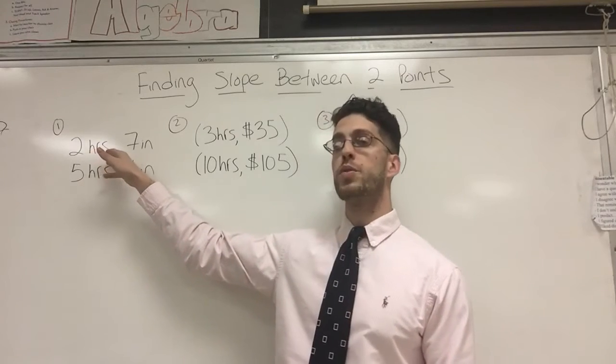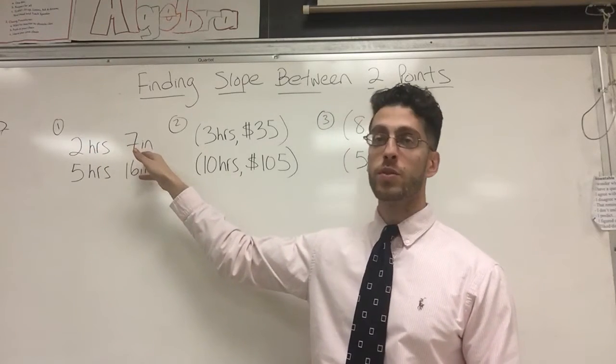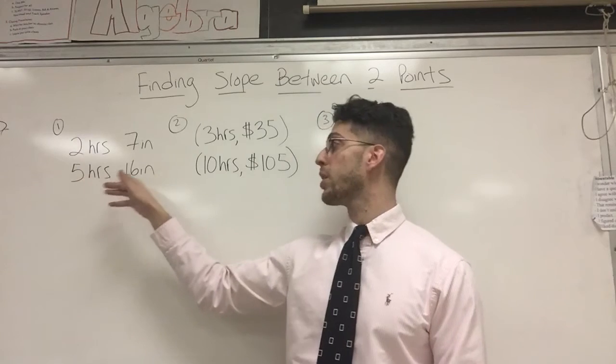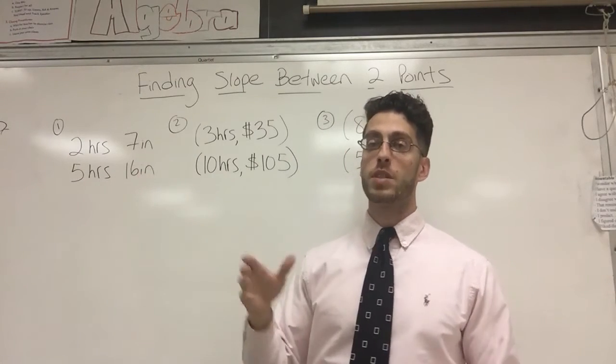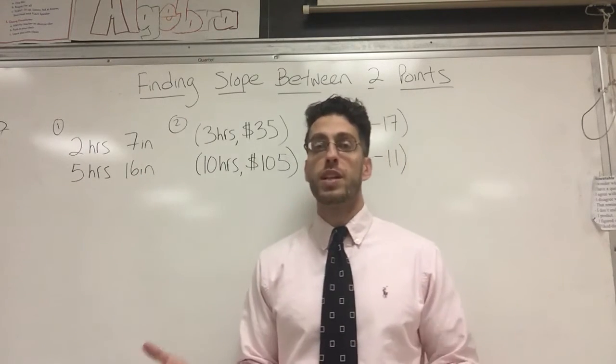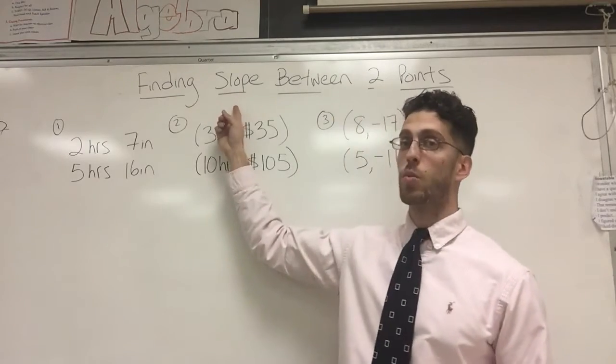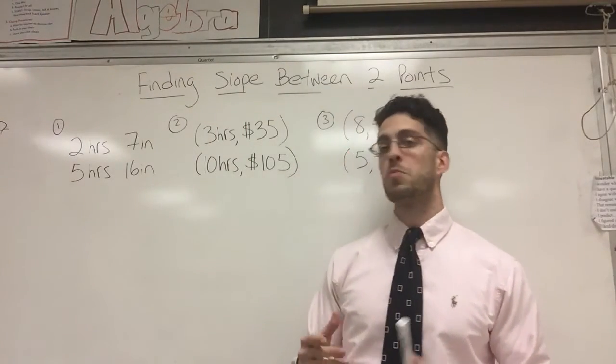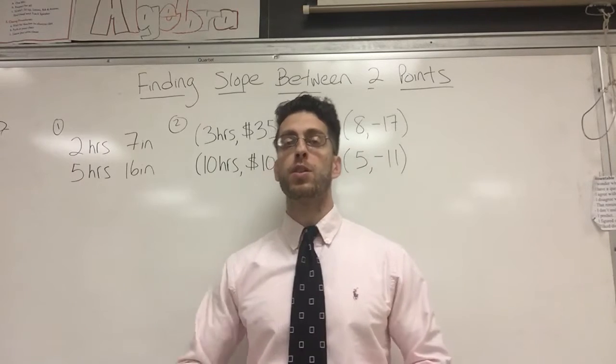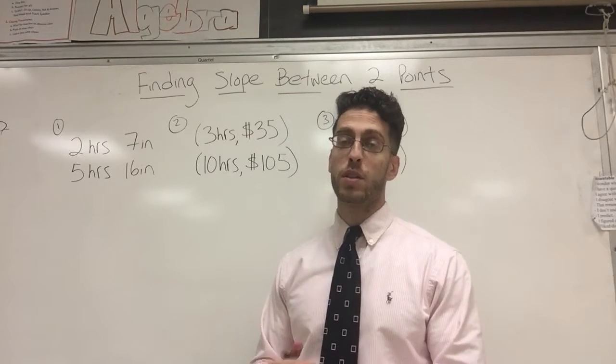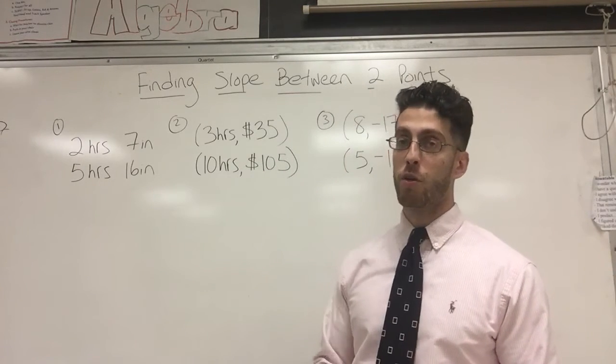So after 2 hours of snow, there's 7 inches on the ground. After 5 hours of snow, there's 16 inches on the ground. I'm telling you it's a constant rate. You just got to figure out what is that constant rate? What is that slope? So you can use whatever method you want. I'm going to show you a formula, but this formula comes basically from a graph.